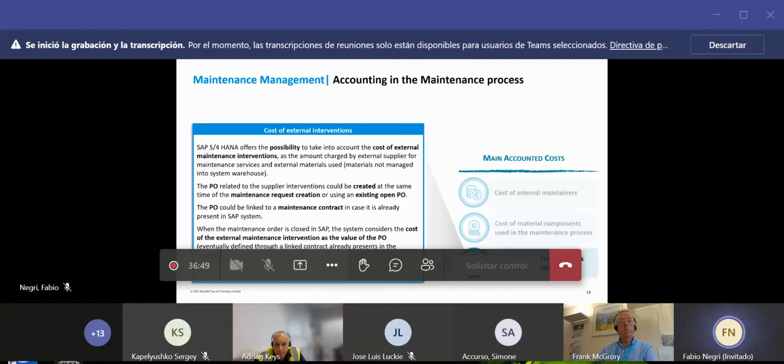Yeah, the example of the country is just a possibility that is offered by SAP: in case there is a maintenance contract at the moment of the creation of the purchase order, it could be linked to the maintenance contract, in case it is present on SAP. If not present, it's just a purchase order with its price, which is not linked to any maintenance contract. It's just an additional possibility.